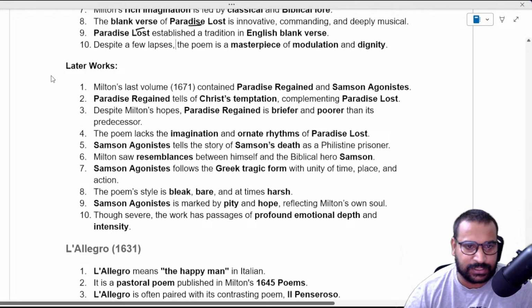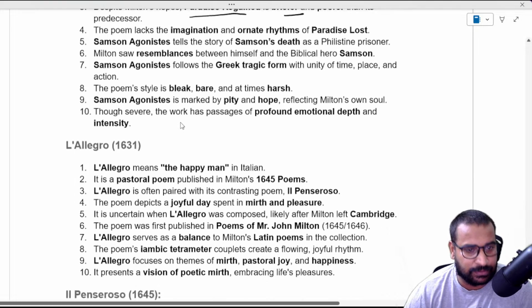Anyway, later works, as you know, we have Paradise Regained, Samson Agonistes, Paradise Lost, Paradise Regained. Then we have Paradise Regained, which is briefer and poorer than its predecessor. Okay. So anyway, we have a complete slide or page for the particular work, whatever work we are discussing right now. For that, we'll move later.